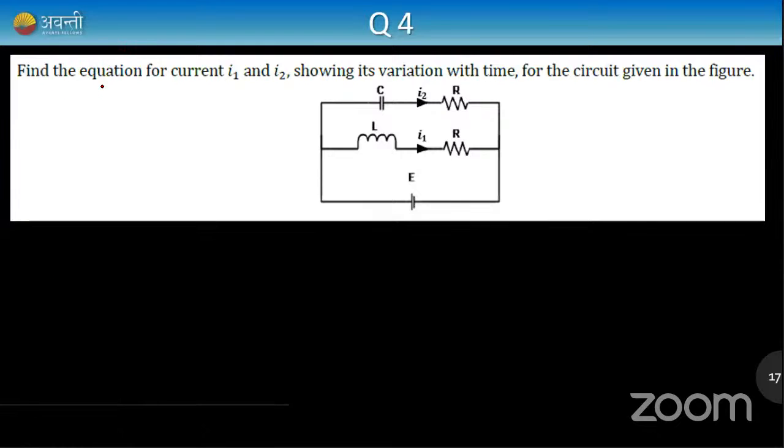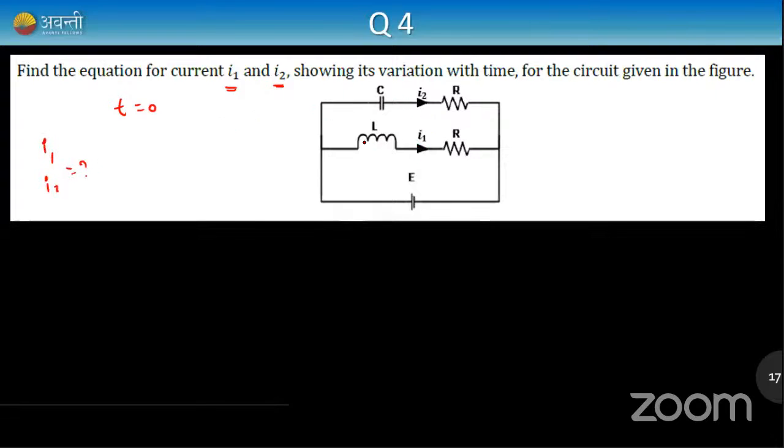So later on, moving ahead, pay very close attention here. I'm solving a similar problem here. Find the equation for current I1 and I2. So they want me to find what is current I1 and current I2, showing its variation with time. So they want me to find what is the current at time t equal to 0, what is I1, what is I2.